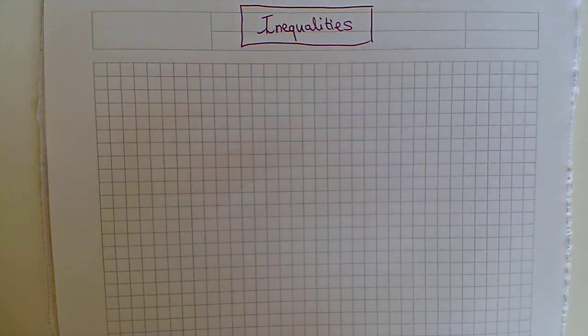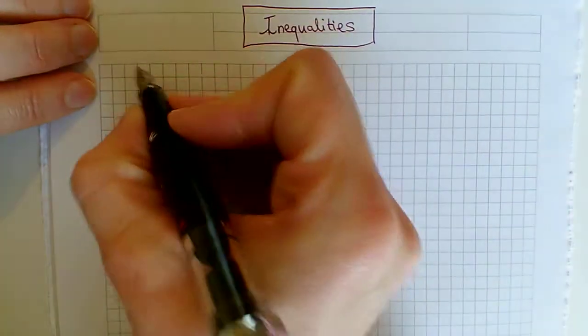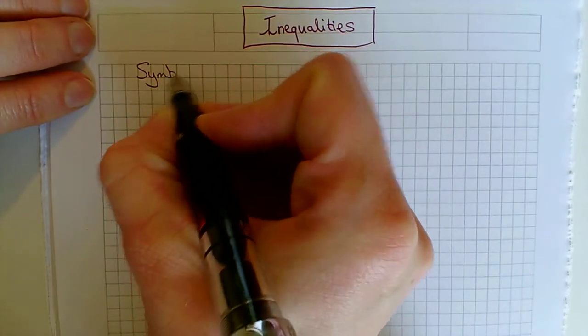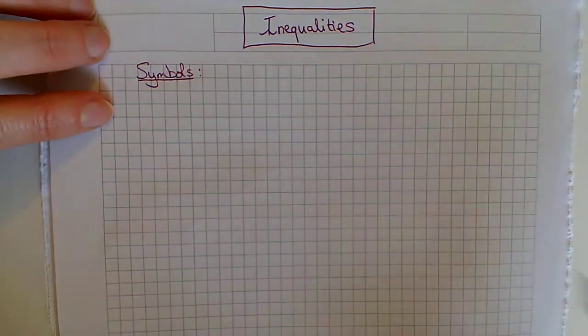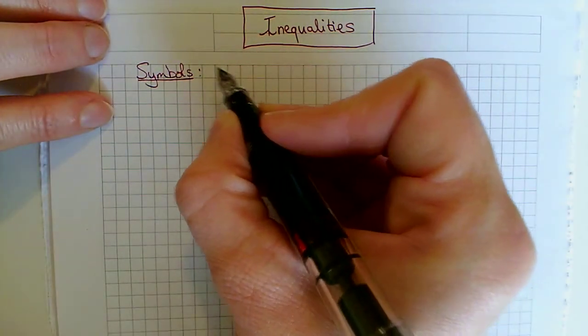So we're going to start learning about inequalities. This is something that you will have seen before, but you mightn't remember. So we're going to start with some of the symbols. And there are 4 symbols that we want to know the meanings of in inequalities.